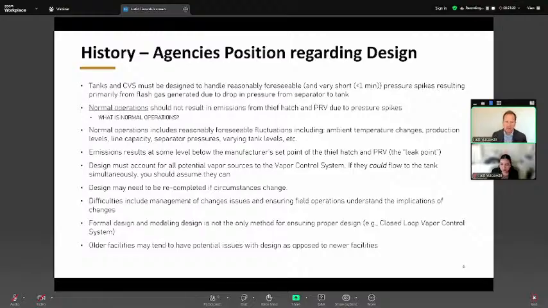Basically normal operation being any foreseeable fluctuations, something statistically viable, although we don't get into probabilistics too much for CVS, as EPA has put quite a bit of scrutiny on probabilistics and question the validity of how probabilistics are determined in the oil field based upon well behavior, artificial lift behavior, and just free-flowing behavior. So basically, our designs now must account for all these potential vapor sources going to the control system. So if they can flow to the tank, or they can flow simultaneously, then we actually assume that they can.